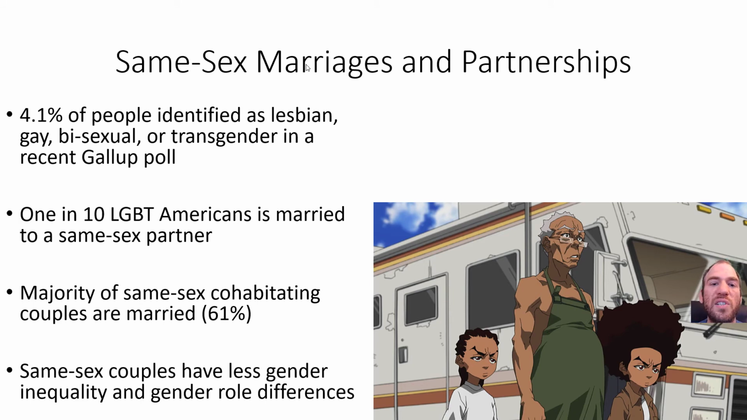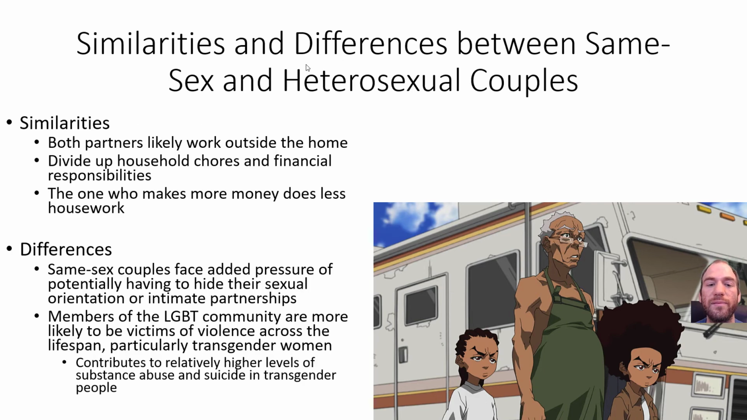Moving on to same-sex marriages and partnerships, 4.1% of people identified as lesbian, gay, bisexual, or transgender in a recent Gallup poll. 1 in 10 LGBT Americans are married to a same-sex partner. Majority of same-sex cohabitating couples are married. Same-sex couples have less gender inequality and gender role differences. Some similarities and differences between same-sex and heterosexual couples.